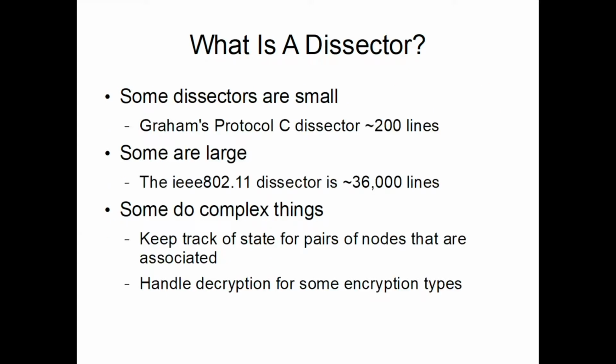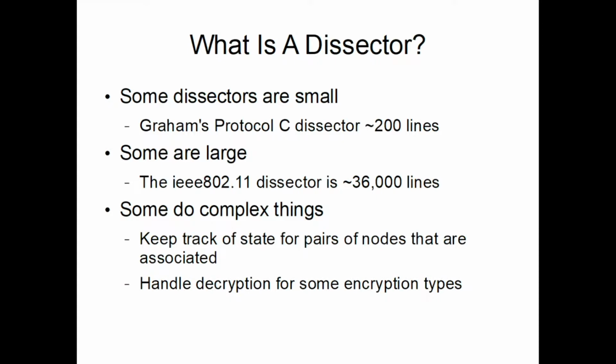Some dissectors are small, as we saw. Graham's C dissector that he wrote was about 270 lines of C. And that's about the smallest C dissector you'll see. Some are very, very large. The 802.11 dissector I looked at earlier today, I think, was around 36,000 lines of code.